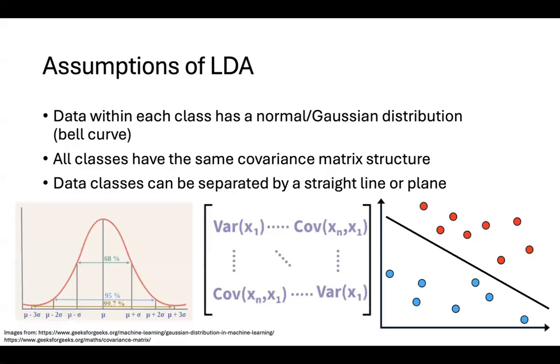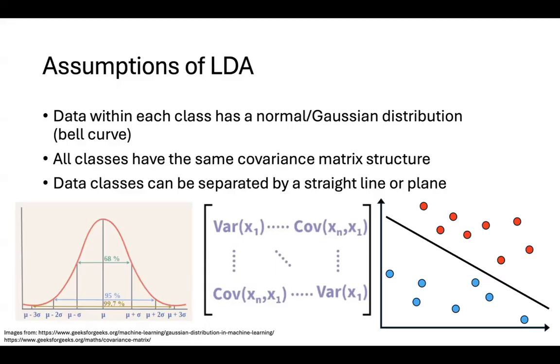So there are a few assumptions of LDA. The first being that the data within each class has to have a normal or Gaussian distribution, otherwise known as a bell curve, and shown in this figure here. All classes have to have the same covariance matrix structure.